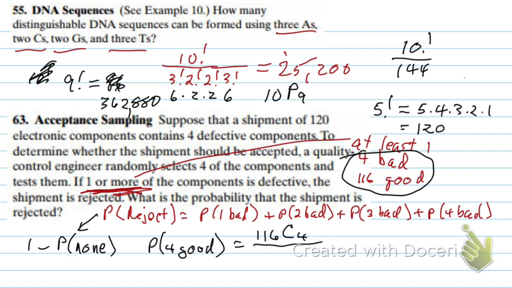My numerator is how many ways can I get good ones? 4 of them. What's my denominator? 120 chosen 4 at a time. So in your calculator, you're going to put what? 116 combination 4 divided by, and I would use parentheses at least on the denominator, 120 combination 4.